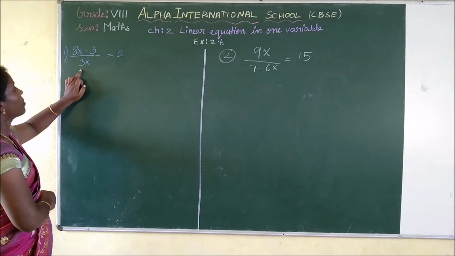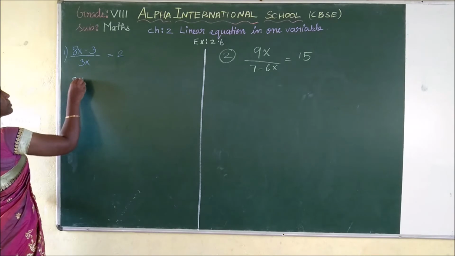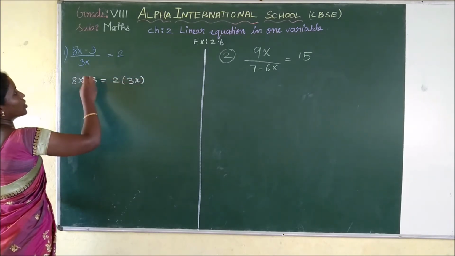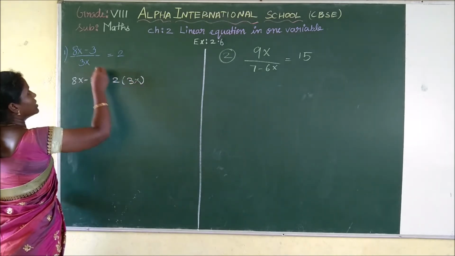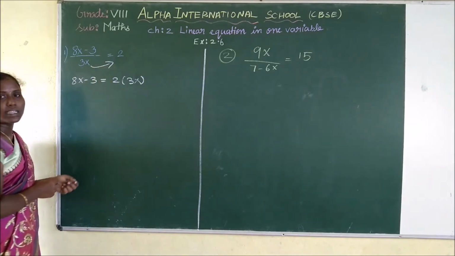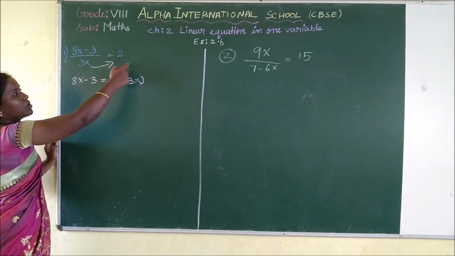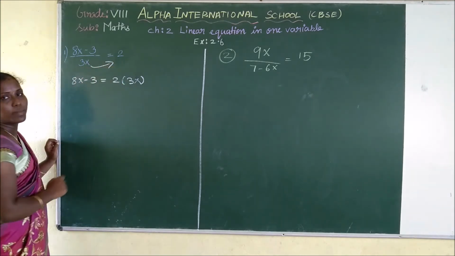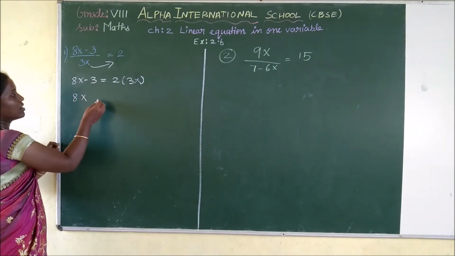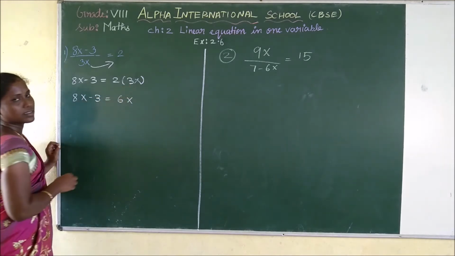8x minus 3 by 3x is equal to 2. Okay, see how to solve. 8x minus 3 is equal to 2 into 3x, because I am going to take the number in the left hand side denominator. If you go to the right hand side of the equation, it will be multiplied. Okay, because here it is under division. If it goes to the right hand side of the equation, it is multiplied. So it is 3x. So 8x minus 3 is equal to 3 into 2, it is 6x.